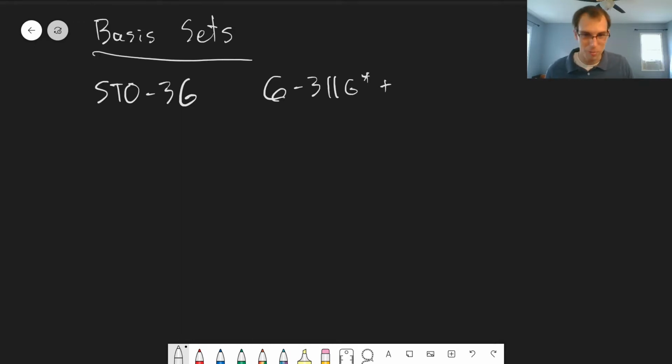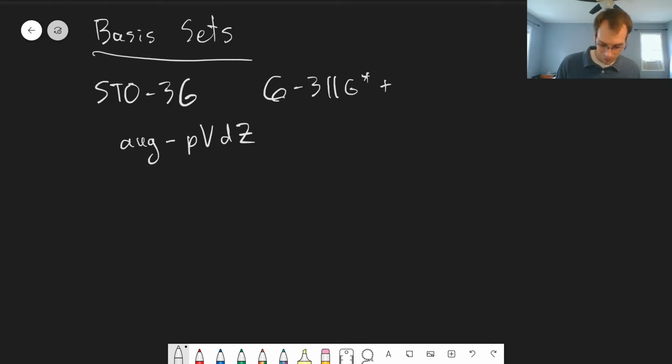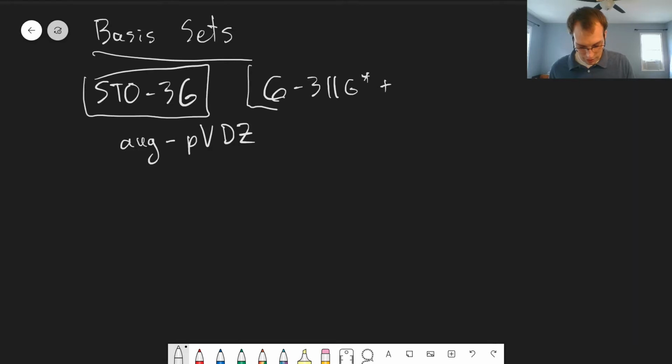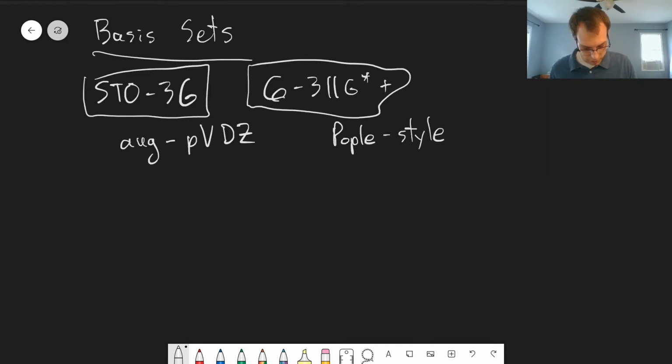And then there are other more advanced ones, things like augmented polarized valence double zeta basis set. I think the D is usually capitalized as well there. Right, and so without knowing where these come from, it can be very confusing to know which one you should choose if you want to actually do a calculation. So we're going to talk a little bit about, and we'll spend a lot of time talking about these types of basis sets here. These are known as the Pople basis sets, I guess Pople style basis sets.